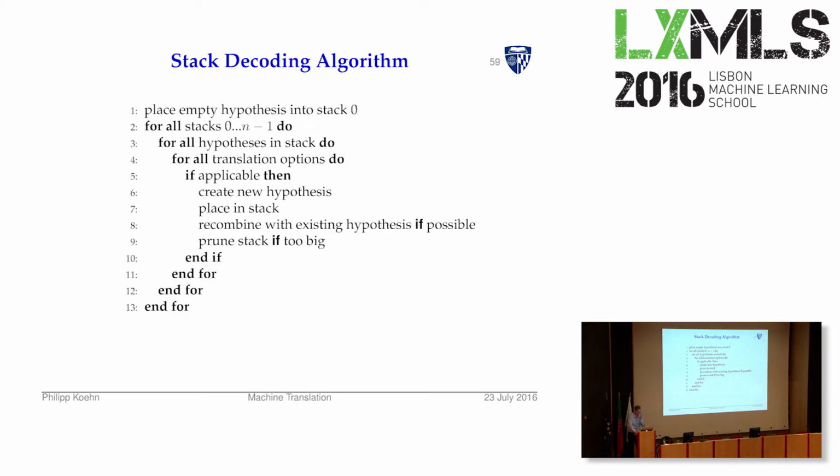If you look at this, this is the entire decoding algorithm. We place the empty hypothesis in stack zero, and then we move through all the stacks and look at all the hypotheses in the stack. We look at all the translation options. We check, can that translation option be applied to it? And if yes, then we have a new hypothesis, and we put it in a new stack. And that's pretty much it. So we can do recombination and pruning if the stack is too big. That's it. It shouldn't be hard to write a decoder like this. I think there are even implementations in JavaScript for the MT class I'm teaching. You can try that out.